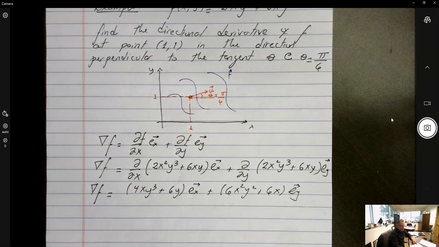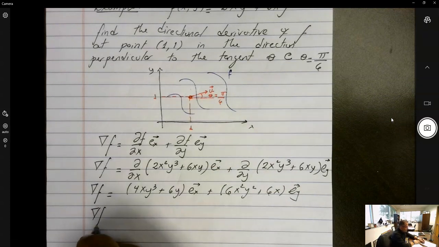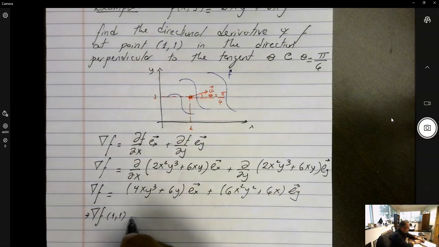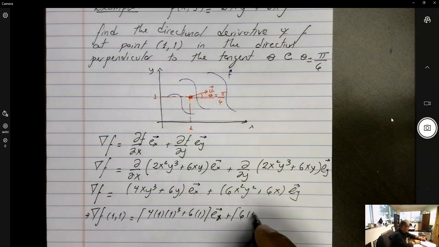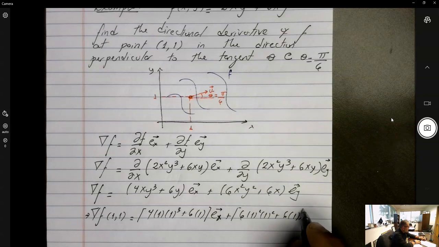All right? So we can either take this and multiply times the vector u, or while we're at it, we can just evaluate this gradient at the point (1,1). So what happens if we evaluate this gradient at (1,1)? We get 4 times 1 times 1 cubed plus 6 times 1, all of these in the x direction, plus 6 times 1 squared times 1 squared plus 6 times 1, brackets, in the y direction.